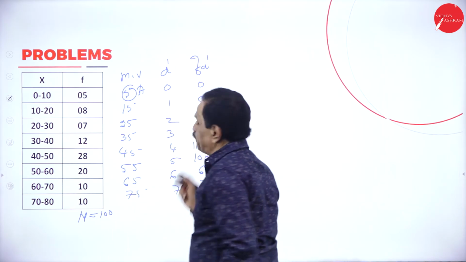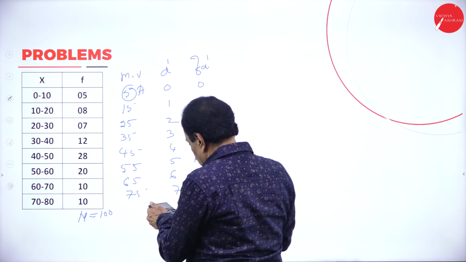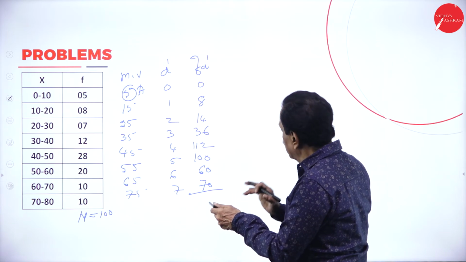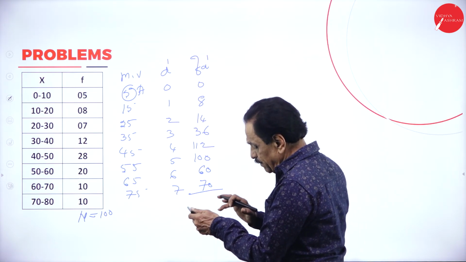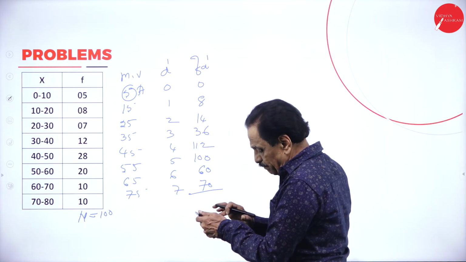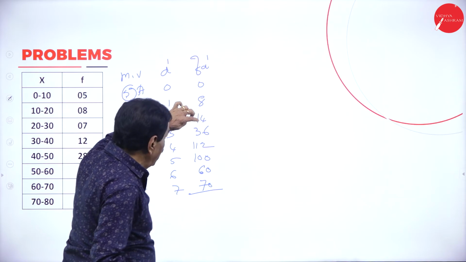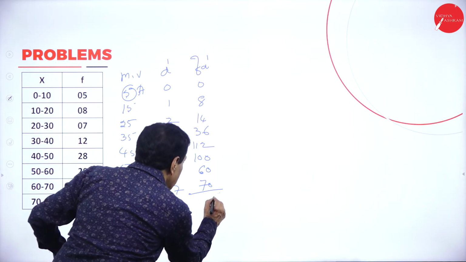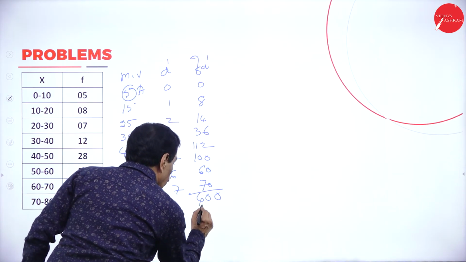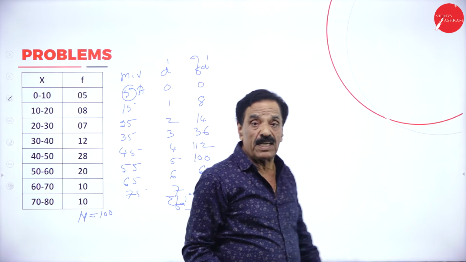Now add the figures one by one. This is your 8 plus 14 plus 36 plus 112 plus 100 plus 60 plus 70 is equal to 400. So 8 plus 14 is 22, 58, 170, 270, 330, 400. What is 400? Sigma fD dash. The total of fD dash is 400.